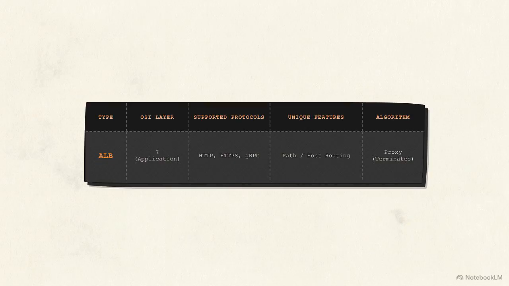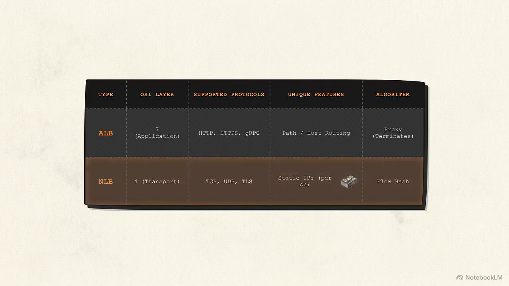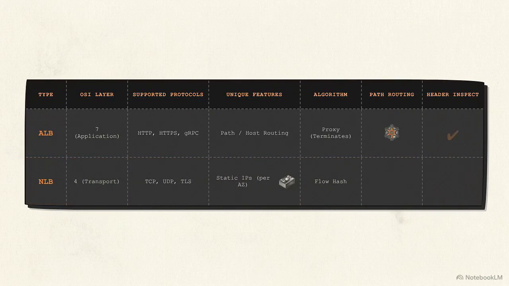Our matrix highlights a key requirement. The NLB provides a static IP address for each availability zone, mandatory for clients whitelisting your service. However, the NLB does not understand HTTP or HTTPS and cannot see request paths or headers.